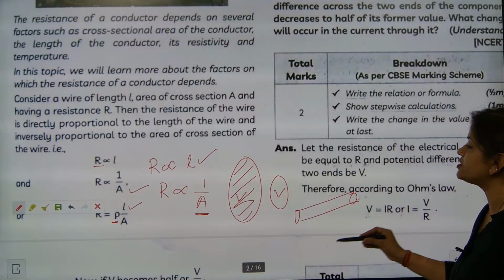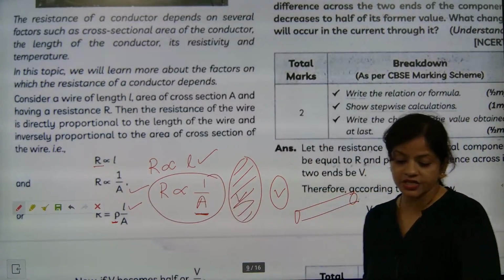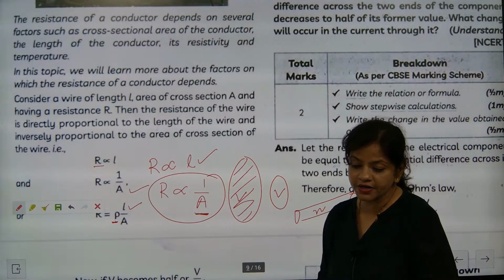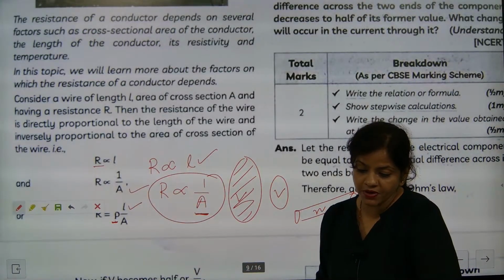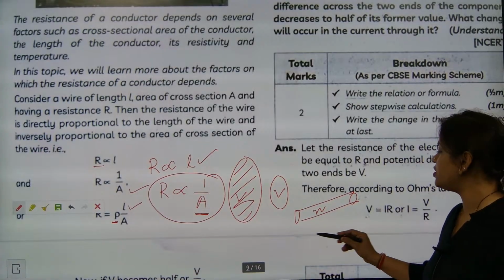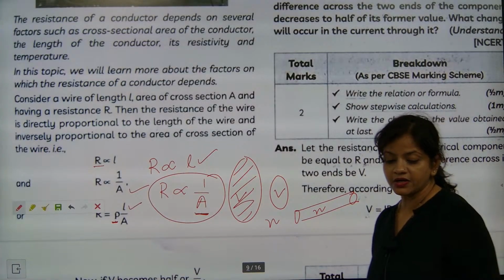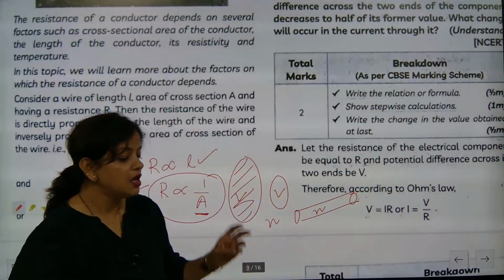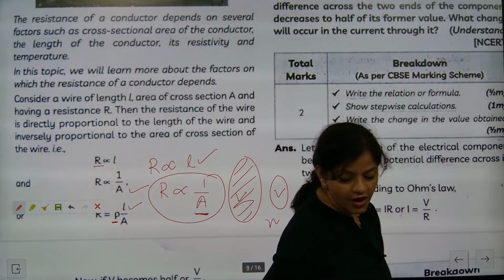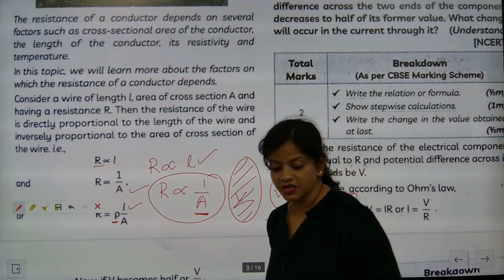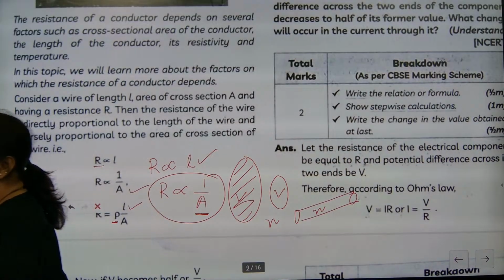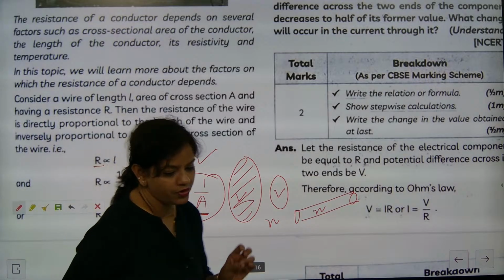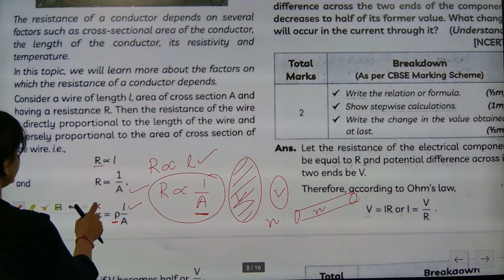It is inversely proportional to area of cross section. It depends upon the nature of the material with which the wire is made. And it depends upon temperature also. So 4 factors: nature of material, temperature, length of wire and area of cross section. These are the 4 things on which the resistance of a wire depends. Now we will go for the next part.